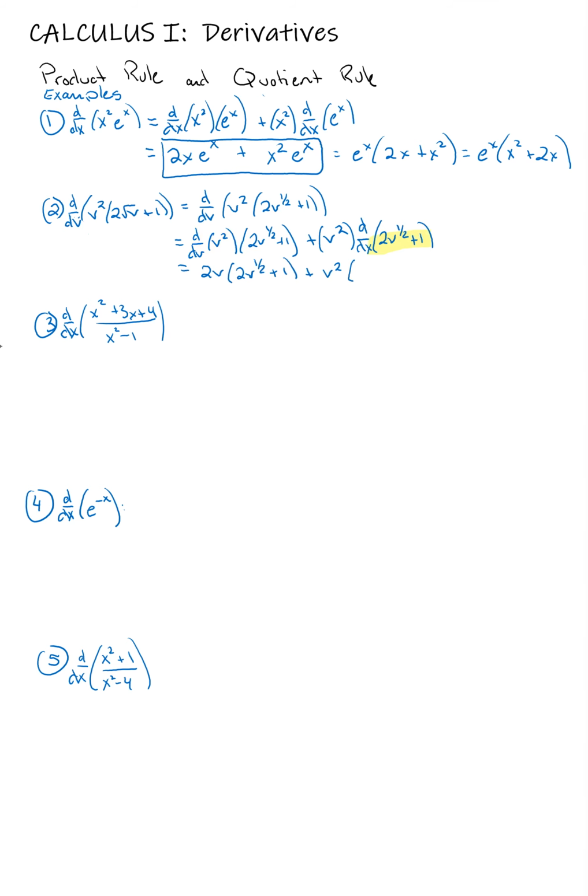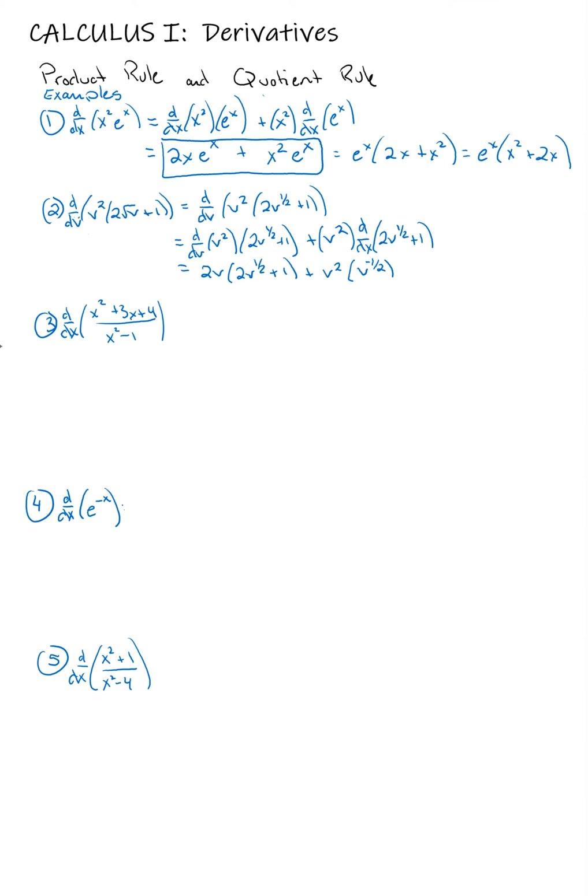So the derivative of 2v to the 1/2, that's the power rule. 2 times 1/2 is 1. Subtract 1 from that exponent. Take your time with that if you need. We end up with v to the negative 1/2 power. And then if we take the derivative of the 1, that just gives us 0. And so we don't need to write that at the end.